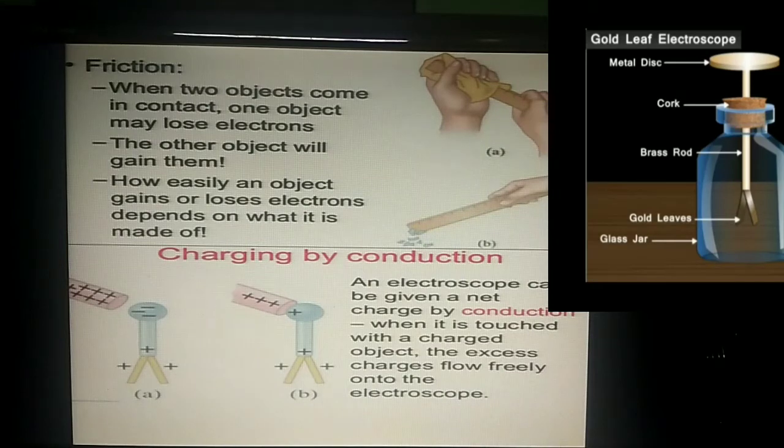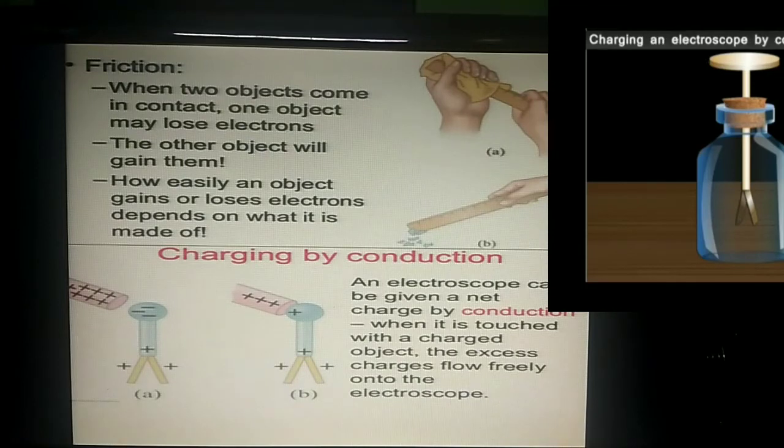Charging by conduction: an electroscope can be given a net charge by conduction. When it is touched with the charged object, the excess charges flow freely onto the electroscope and the gold leaves will move apart or repel.